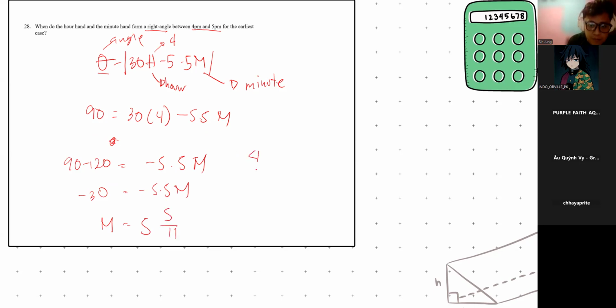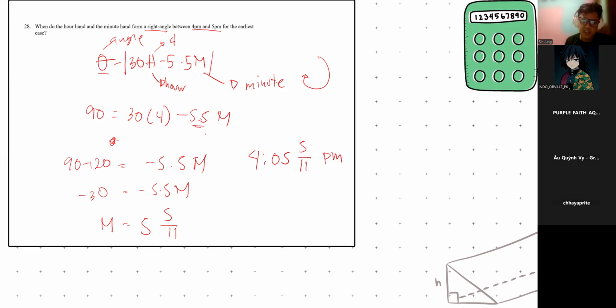So the time should be 4:05 and 5/11 p.m. And that should be the answer. So we have a fraction because the minute hand revolves around the clock in a fractional way, meaning every tick of the minute hand would result in an angle, right? So that's why we have 5.5 here.